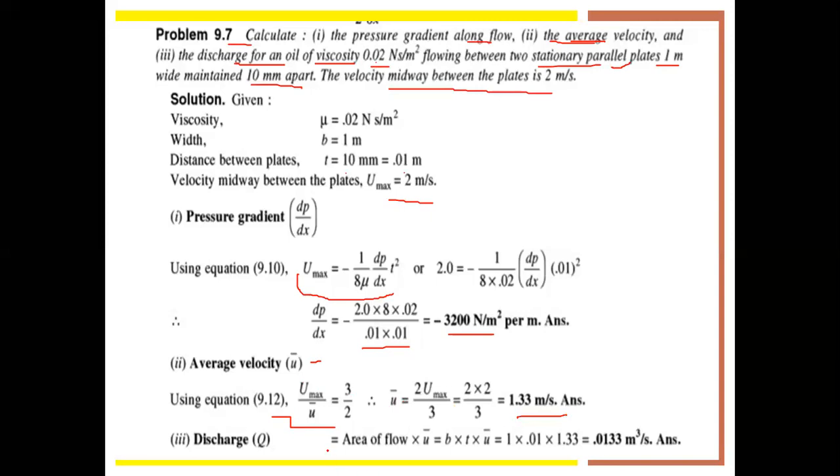The discharge is equal to area of flow into average velocity. Since the mass and other values are not given, what is given here? The width is given. Therefore, width into thickness into average velocity. The width is 1 and the thickness is 0.1, into 1.33. That is the value of the discharge. So like this, you have to solve the problem for these stationary plates.